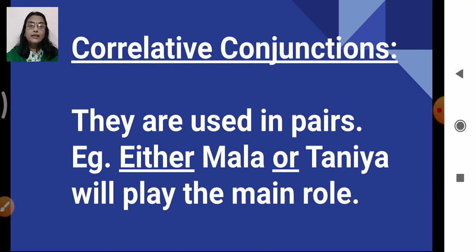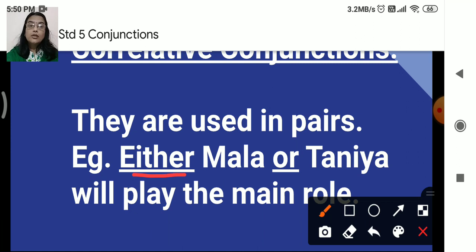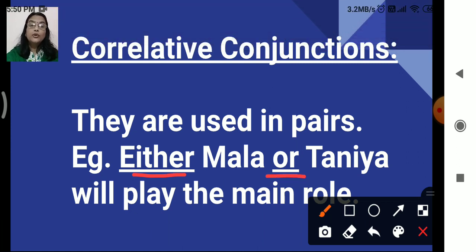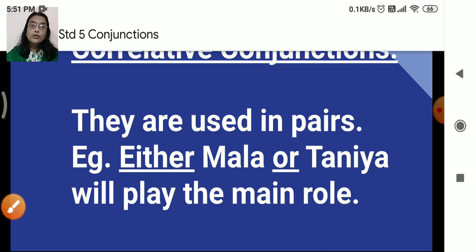Like, either Mala or Tania will play the main role. So here you can see that either is used and or is also used. So we have to use both of them. We cannot use only one. They are together. That is why they are said to be used in pairs. They will always come together. We cannot use one word like whether and only. Whether and or is used. So we cannot just use whether, not only, or but also.